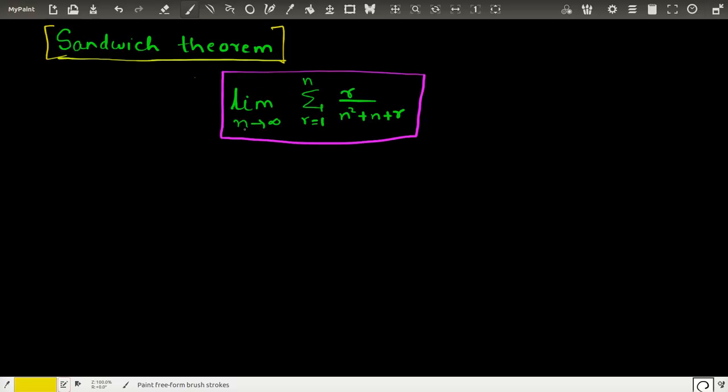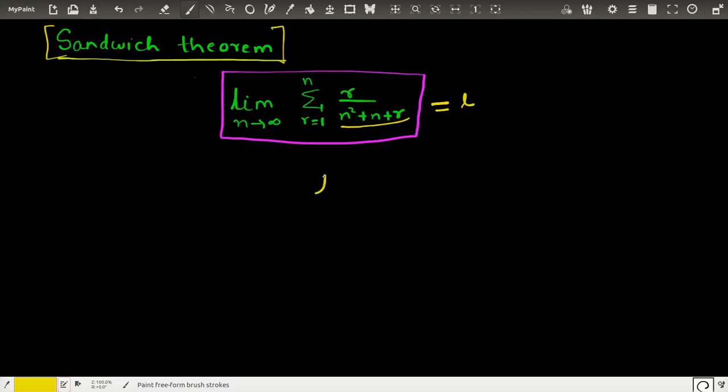Let's say this is the limit as n tends towards infinity of the summation r equals 1 to n of r upon n square plus n plus r. Now clearly this is bothersome because we cannot factorize it. So what we can do, let's assume that the limit of the function is L.